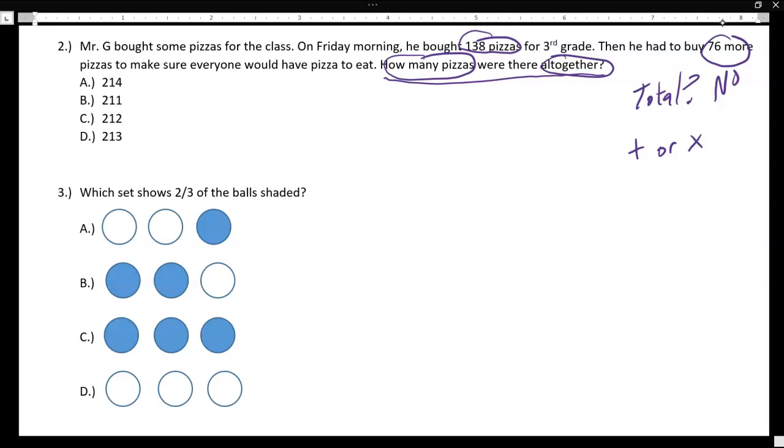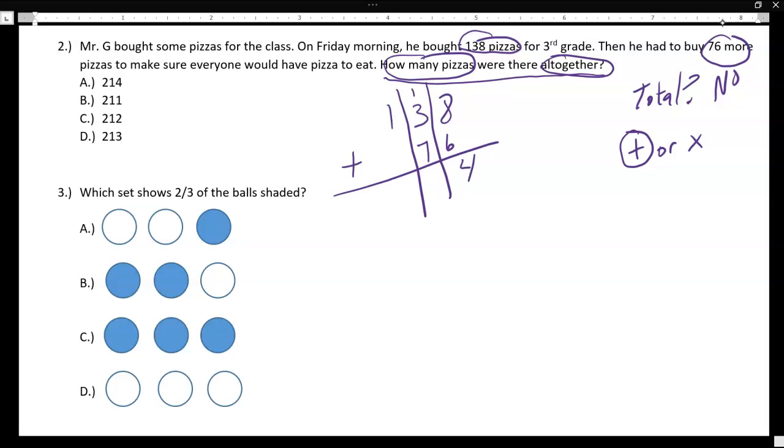Now think about this. Did we learn how to multiply 3-digit numbers? No. So we're going to add 138 plus 76. Add it. What'd you get? 214. So our answer is A.